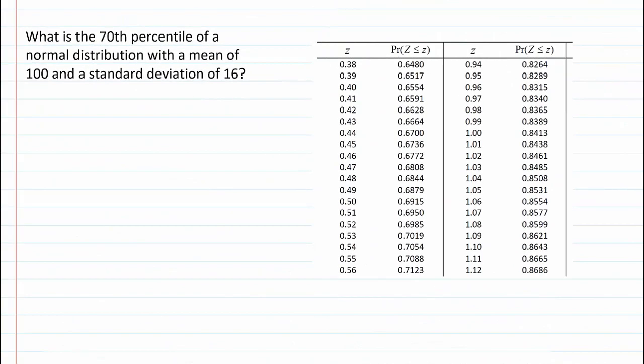This problem asks, what is the 70th percentile of a normal distribution with a mean of 100 and a standard deviation of 16? This problem is different from the others because instead of having a value for which I'm trying to find the probability, I'm given the probability and I have to find the value. And I can do this by going to our table again, but what I need to find is the value of z where the probability is 0.70.